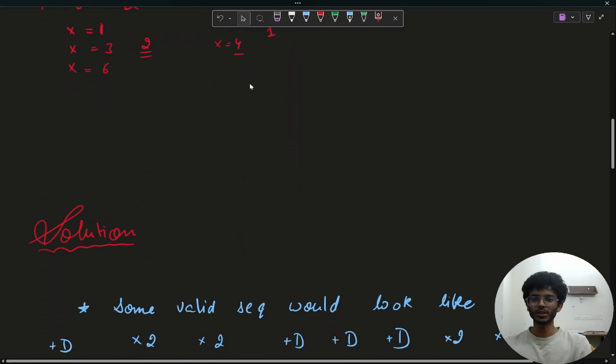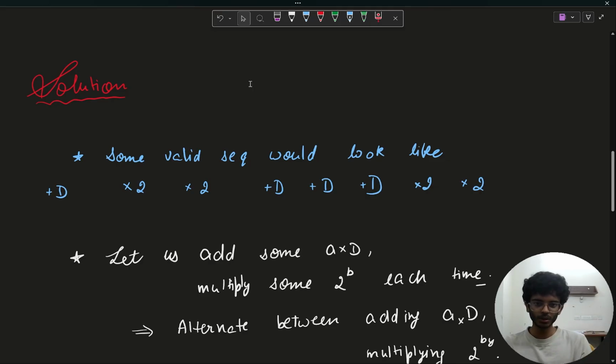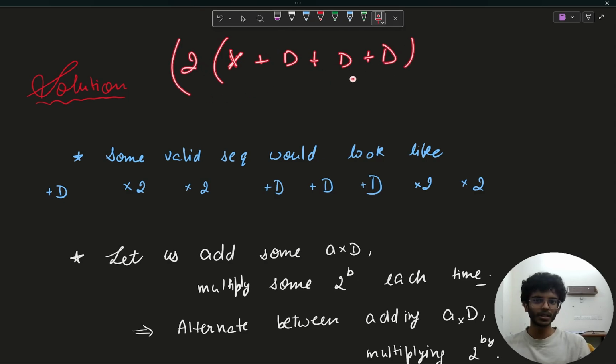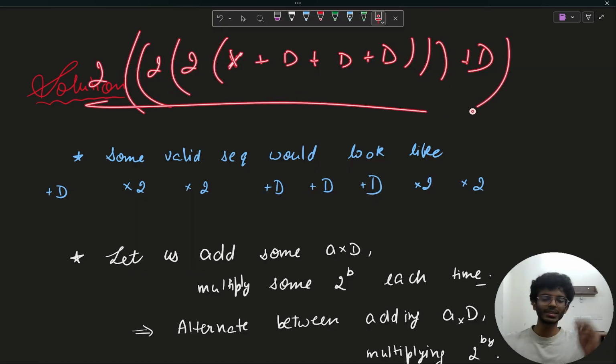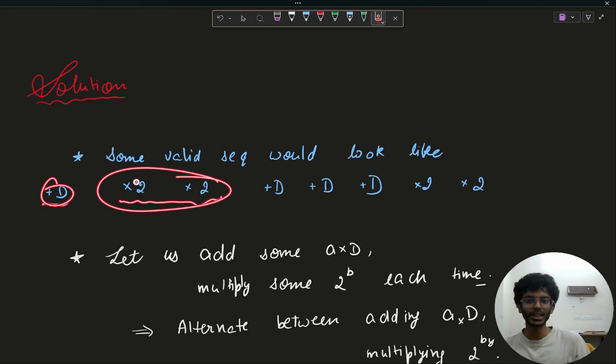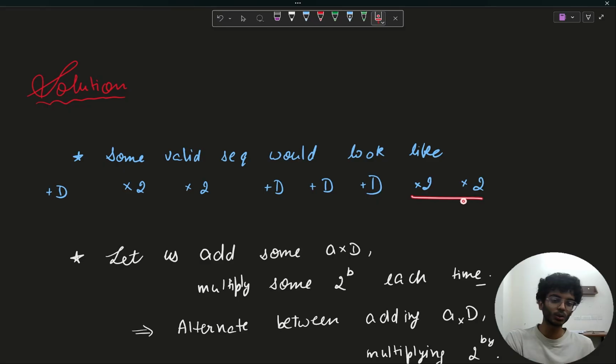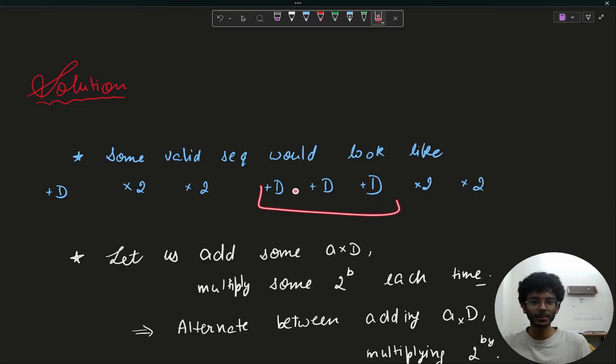But now let us move to the solution. Notice what we are doing at every step: we're either multiplying by 2 or adding something, right? Initially, let us say we had some x. We'll either add some number d, and then maybe add again, and then multiply by 2, then maybe multiply by 2 again, then maybe add d again, then maybe multiply by 2. So in any valid sequence, we first add d some number of times, then multiply by 2 some number of times, then add d again, then multiply by 2 again. We're doing this step repeatedly, right?